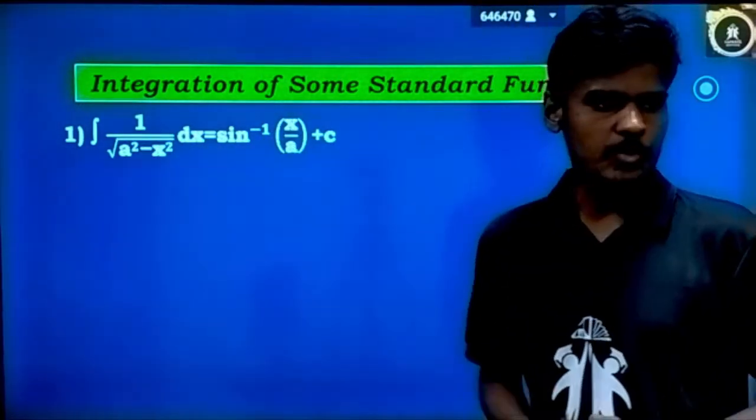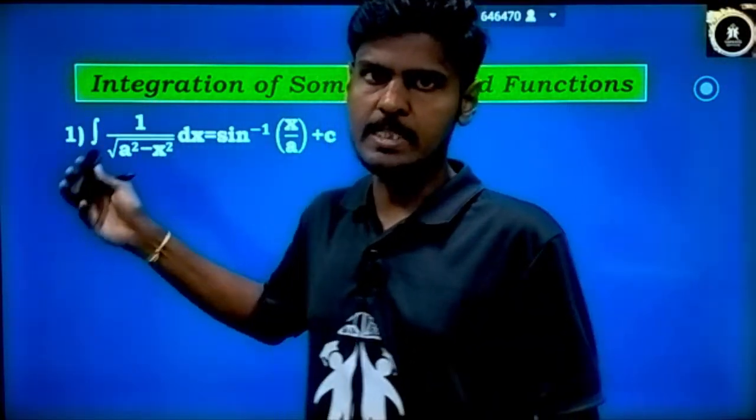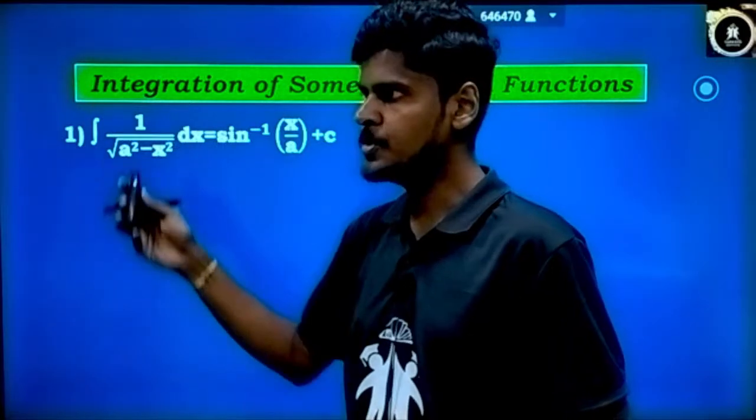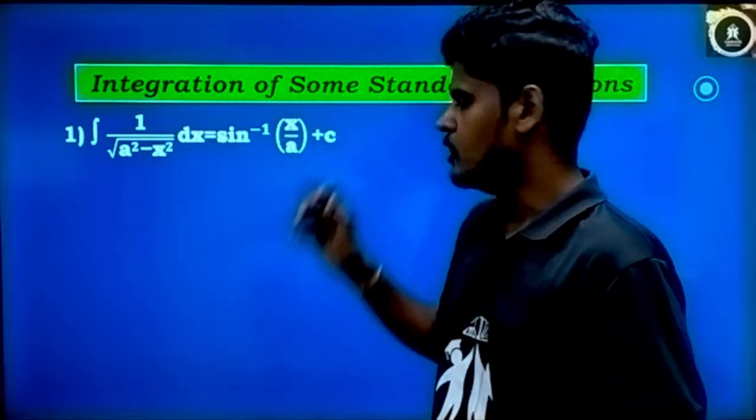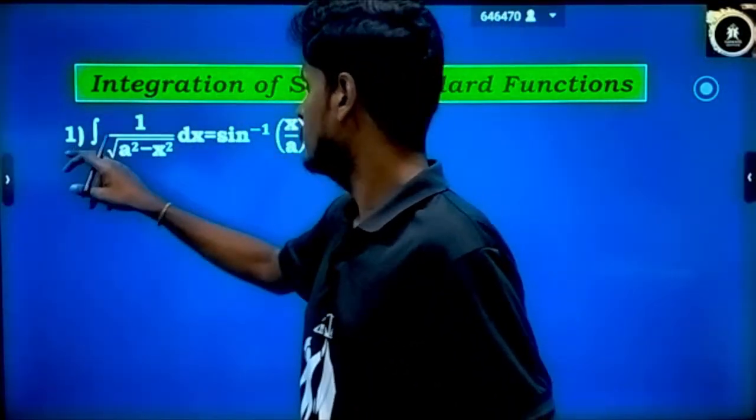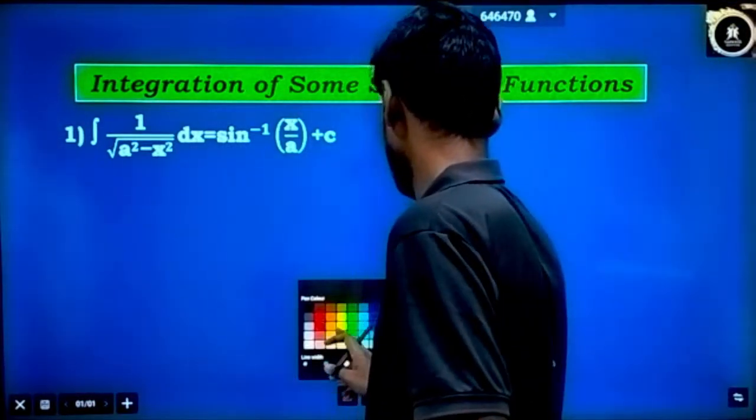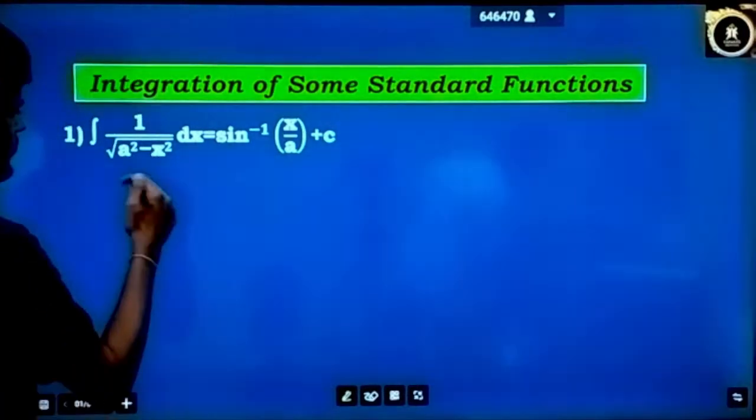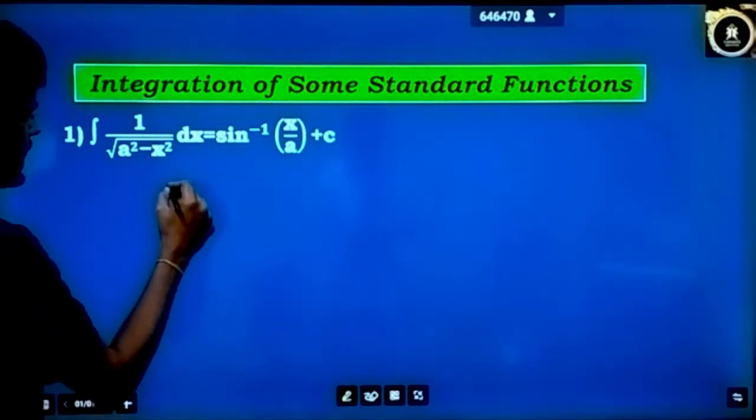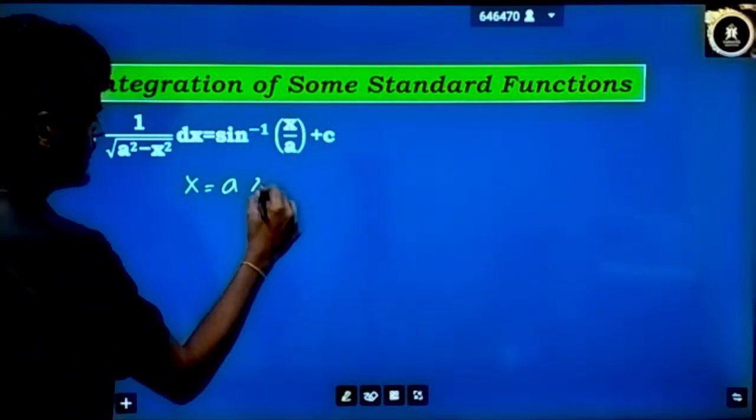1 by root of a square minus x square. We have already learned what is the integral of dx by root of 1 minus x square, that is sin inverse x. Here, if there is a square minus x square, then we have sin inverse x by a. Now, how do we get this formula? First, we make a substitution where x is equal to a sin theta.